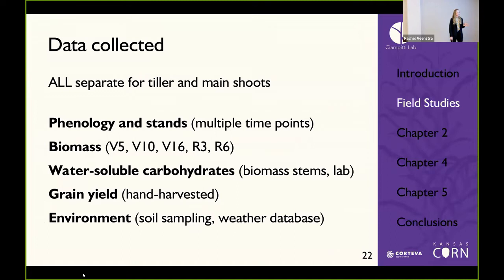So the data we collected was separate for tillers and main shoots. Everything was done separately. We took phenology and stands at multiple time points throughout the season. And then biomass samplings were done at 5 stages, V5, V10, V16, R3, and R6. Those biomass samples, the stem tissue that we collected was saved and then analyzed for water-soluble carbohydrates in our lab. And then the grain yield was hand harvested to make sure we could separate where that grain was coming from. And our environment characterization was done through soil sampling and then online weather information.